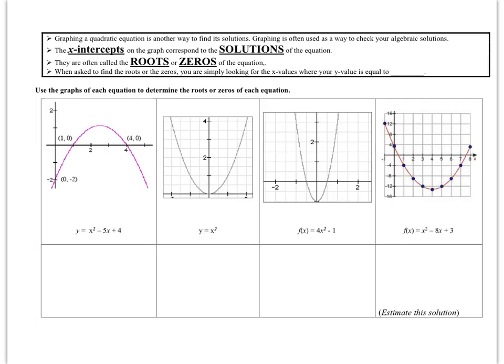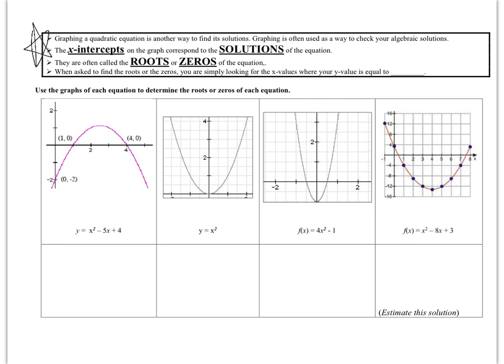So this up here at the top is all super important, and you will need to know these words. The words x-intercepts, solutions, roots, or zeros all mean exactly the same thing whenever we're talking about quadratic equations. So when graphing a quadratic equation, it's another way to find its solution. Graphing is often used as a way to check your algebraic solutions.